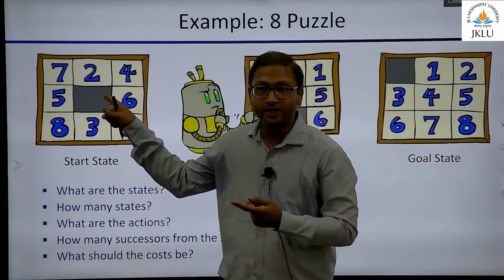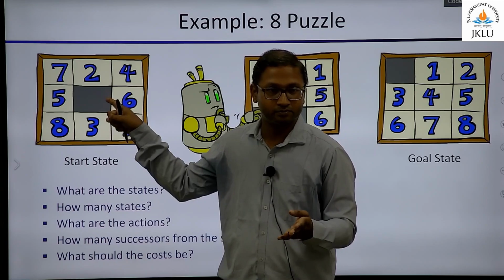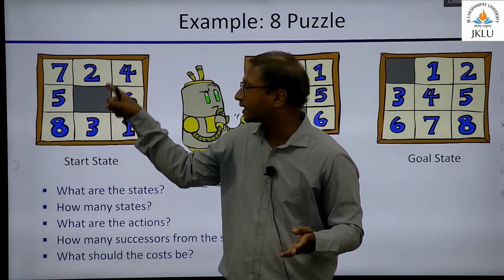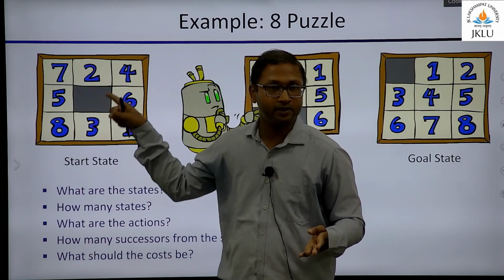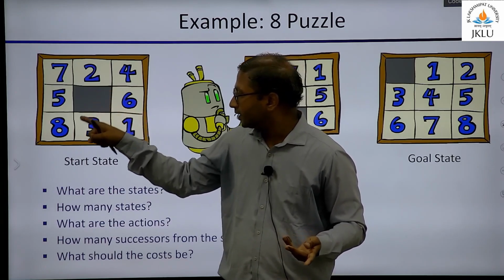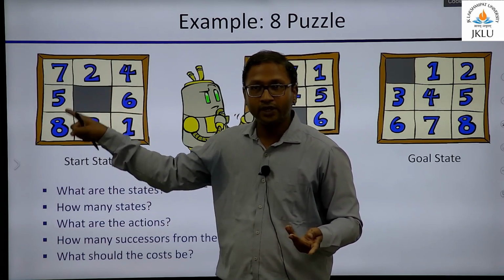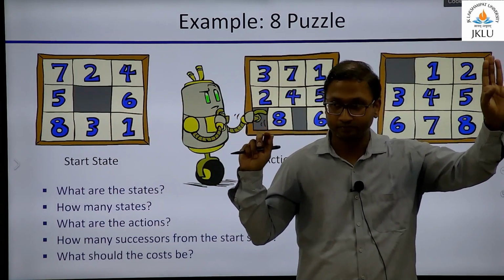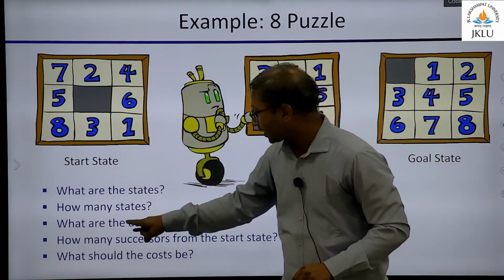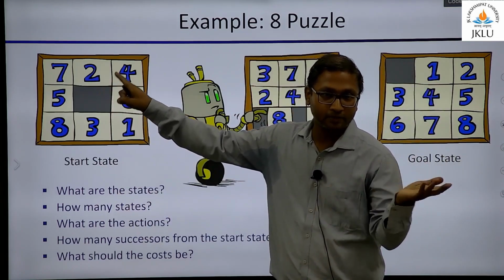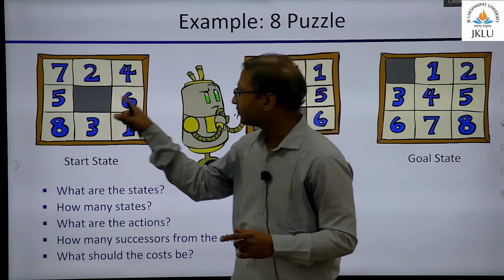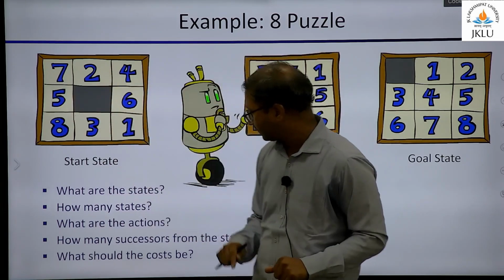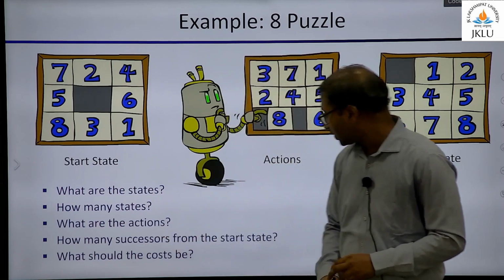So basically you can shift this blank. You can shift this blank up, right? So if the blank is here, you have only 2 options, but this is the same as what we were doing in Pac-Man. So what are the actions? You can shift this blank, or if you want to say, you can shift these tiles. Same thing. How many successors from the start state?